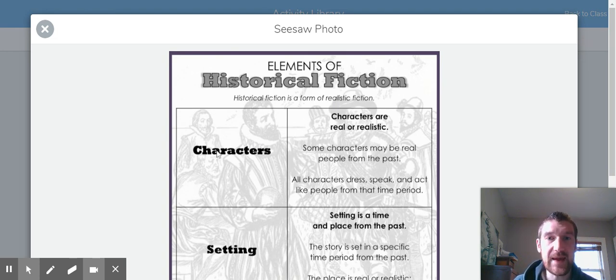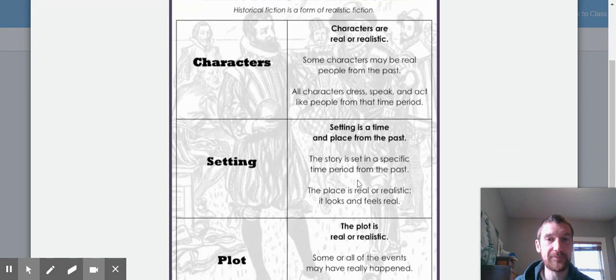Some of the characters might be real people, like famous people, maybe presidents or leaders, but there also are going to be a lot of made up characters too. You'll notice that the characters, the way that they dress or talk or act, might be different than what we're used to, because these characters are from a long time ago.